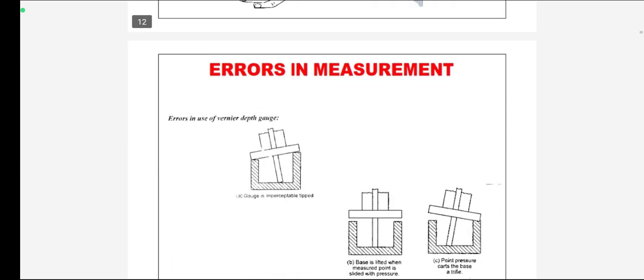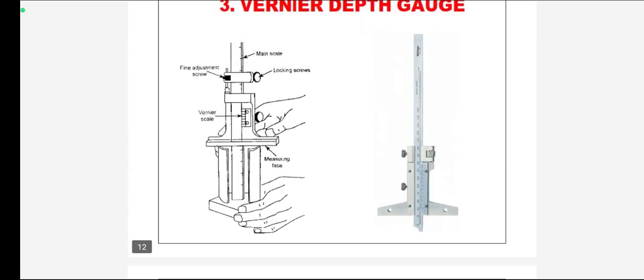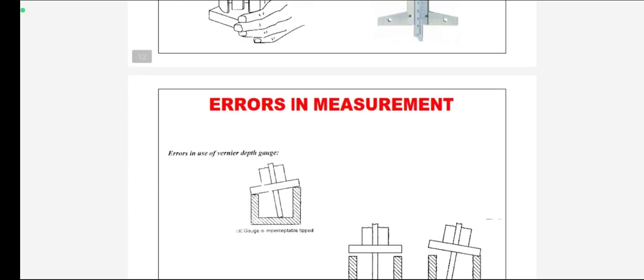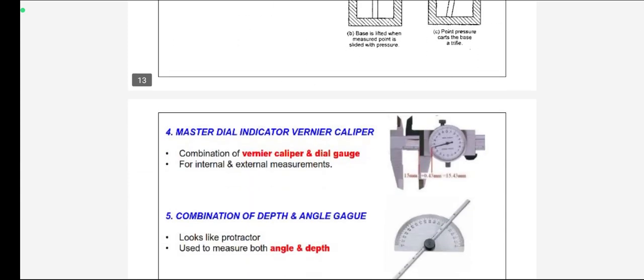Next, the errors in measurement with the depth gauge. Here the main scale or depth scale is fixed by a flat surface, and the base is lifted when the measured point is side with pressure. A third error is that point pressure causes the base to drive. And next, the dial indicator vernier caliper.